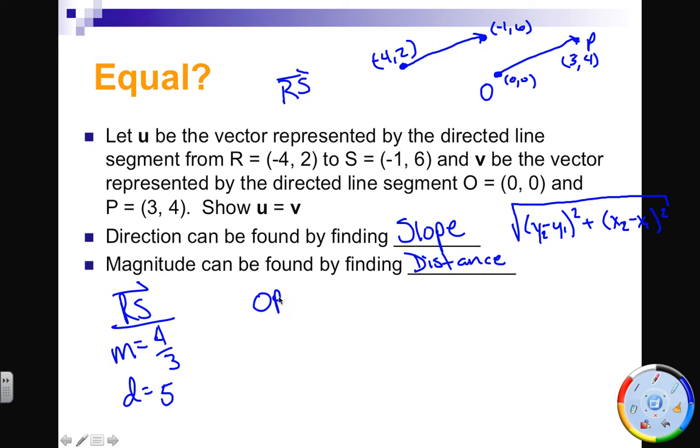Well, let's look at OP. The slope for this is it rises 4 and runs 3, so my slope is 4/3. That's looking good for us. Oops, not 4/4, that's silly. 4/3. And the distance is, well, it rises 4 and runs 3. That's the same idea as for distance here. It rises a total of 4, runs a total of 3. So my distance for this one is also 5, and therefore they are equal. So as long as you can show their slopes are the same and their distance or their length is the same, you're all good, or magnitude.